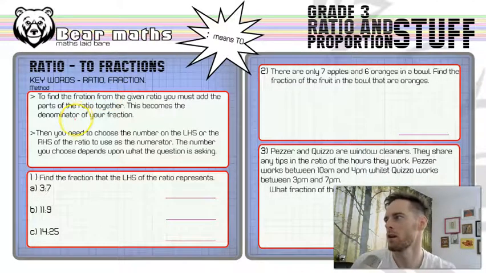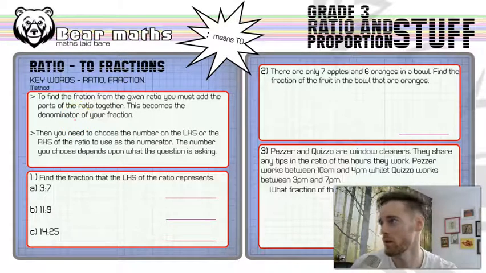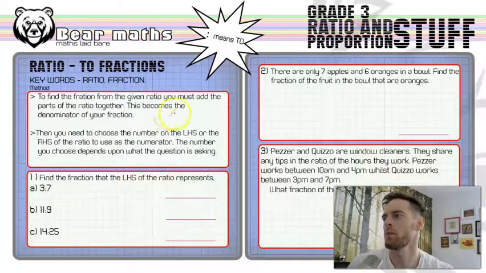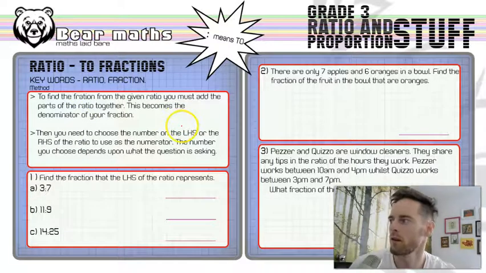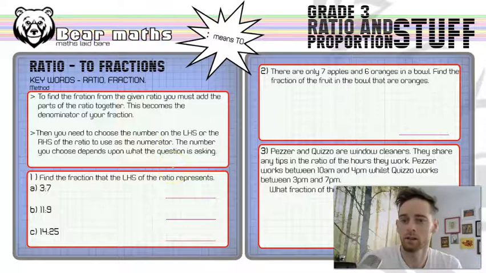Okay, so to find the fraction from the given ratio, you must add the parts of the ratio together. This becomes the denominator of your fraction. Then you need to choose the number on the left hand side or the right hand side of the ratio to use as the numerator. The number you choose depends upon what the question is asking.